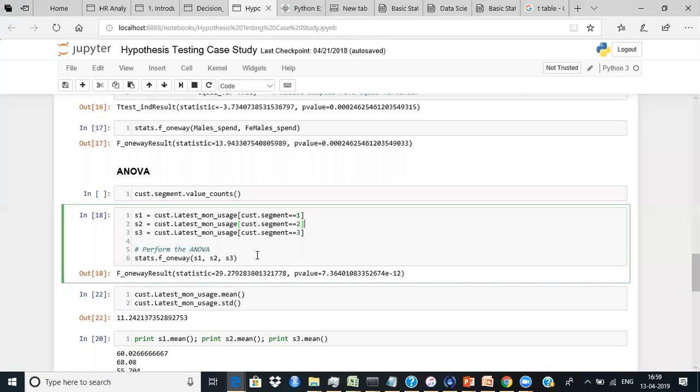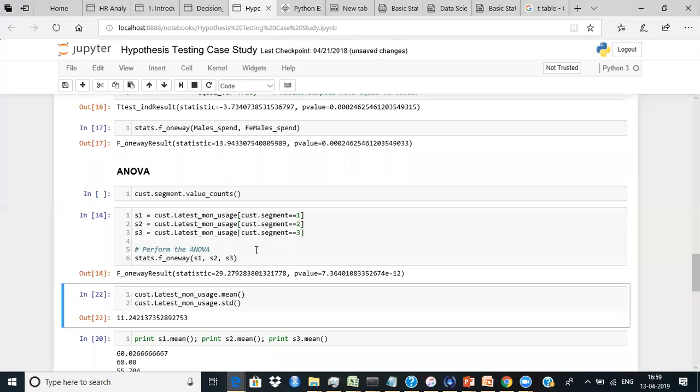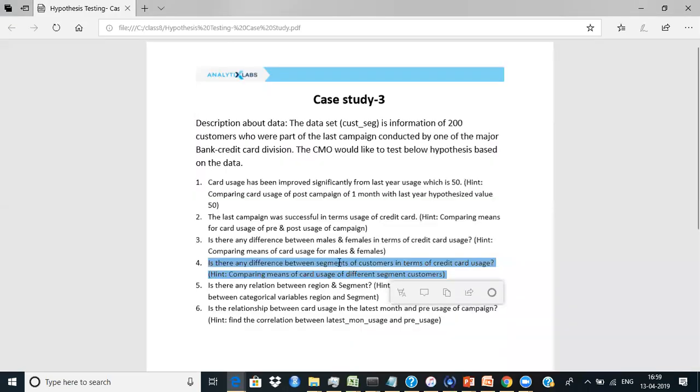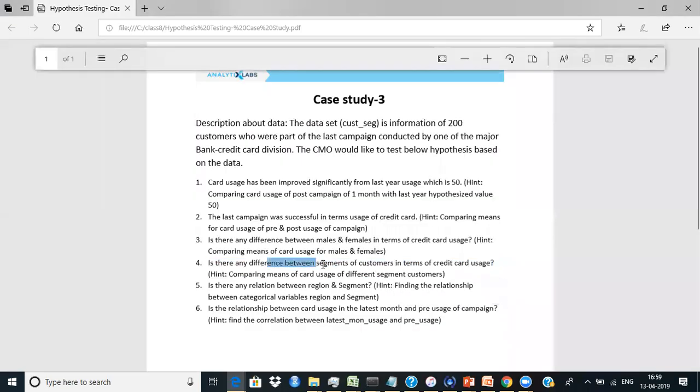Now, if you run this, what you get is again two things. You get a statistic and you get a p-value. In ANOVA, we are only interested in the p-value. Statistic does not matter. Basis the p-value, what is your conclusion? What is the business conclusion? The business conclusion is all segments are not the same.